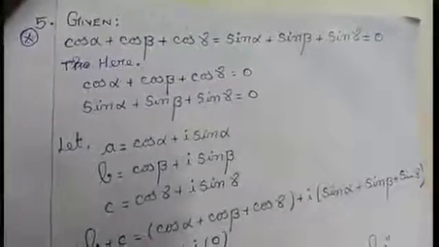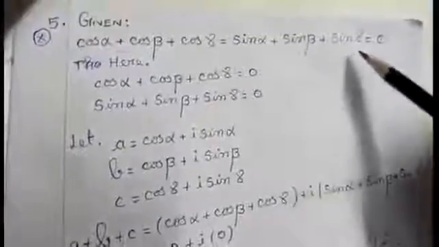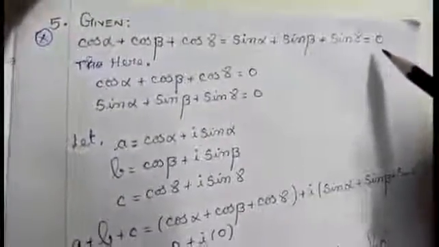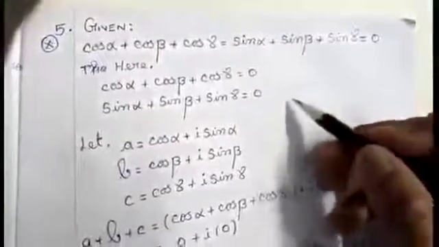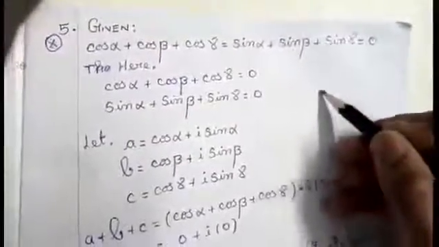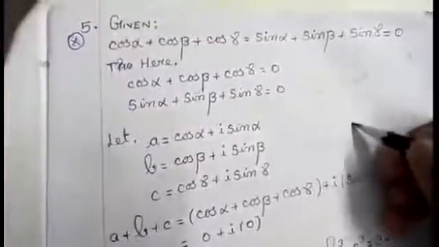Exercise 2.7, fifth sum. Cos alpha plus cos beta plus cos gamma equal to sin alpha plus sin beta plus sin gamma equal to 0 is the given condition. Here cos represents the real part and sin represents the imaginary part. Since in complex numbers we can write z equal to cos theta plus i sin theta, cos theta means the real part, sin theta is nothing but the imaginary part.